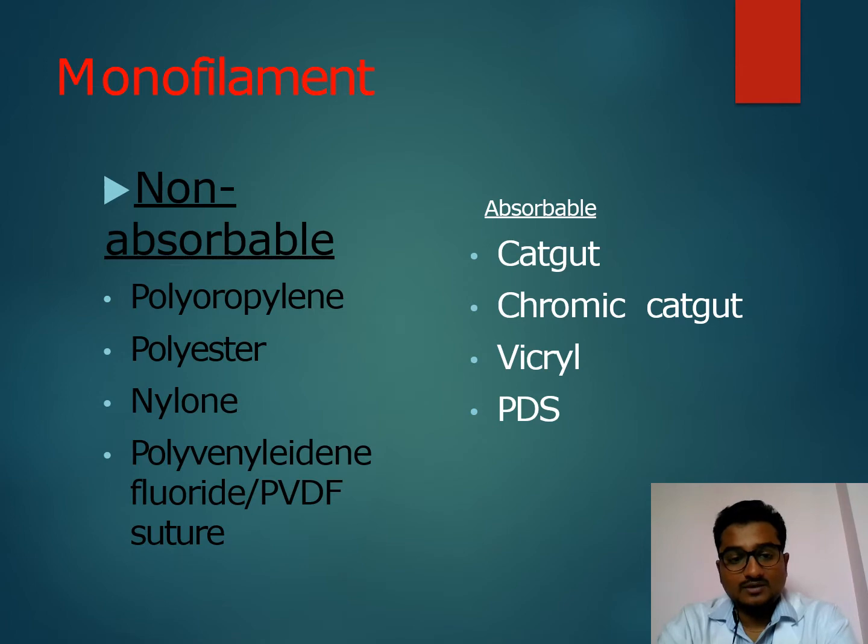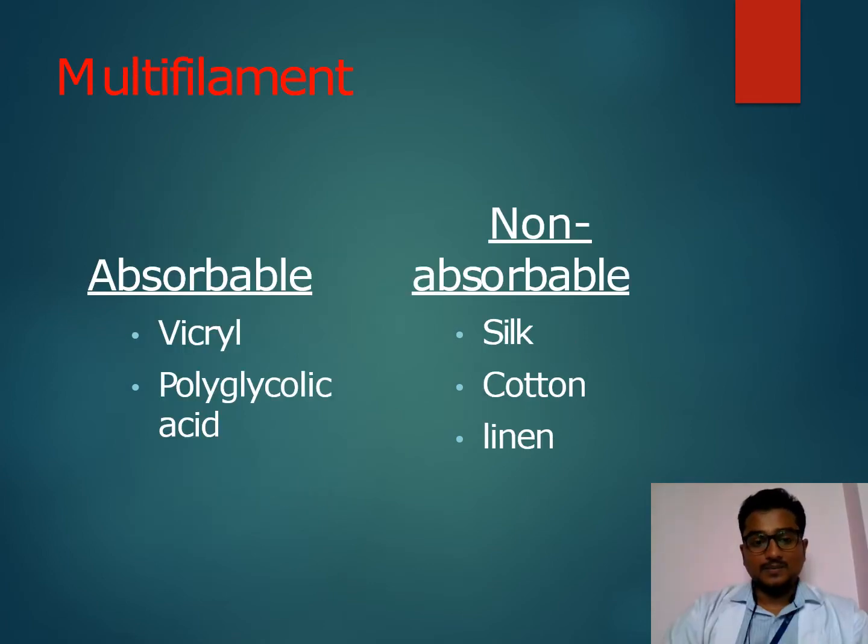Non-absorbable monofilament sutures are polypropylene, polyester, nylon, and polyvinylidene fluoride (PVDF) suture, and absorbable monofilament sutures are catgut, plain catgut, Vicryl, and PDS. Multifilament absorbable sutures are polyglycolic acid. Non-absorbable multifilament sutures are silk, cotton, linen.